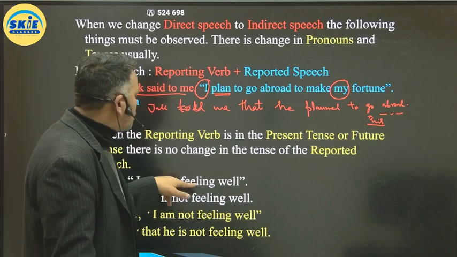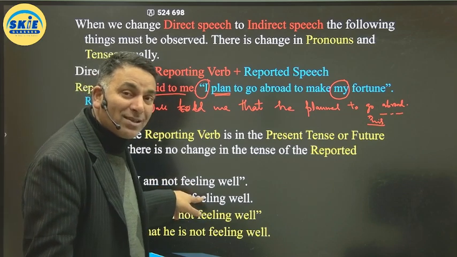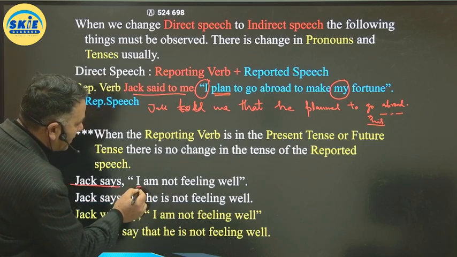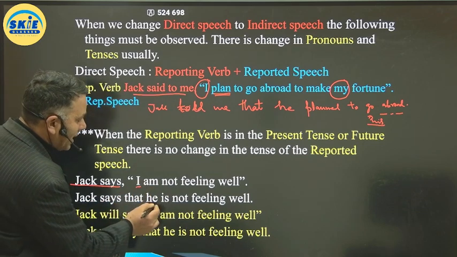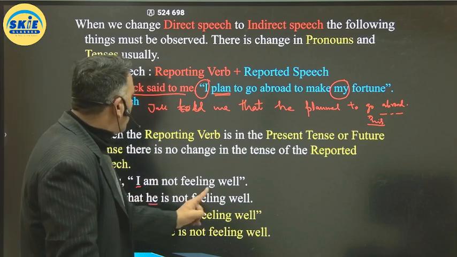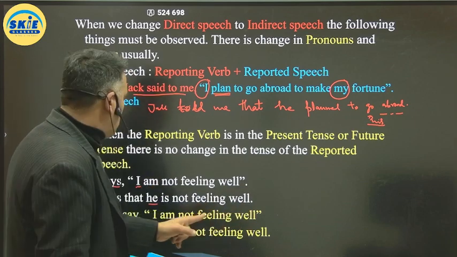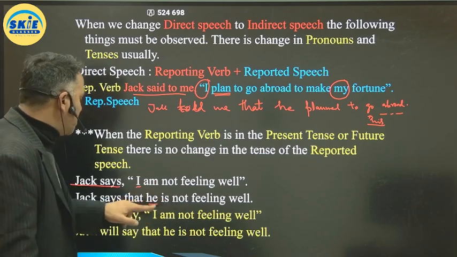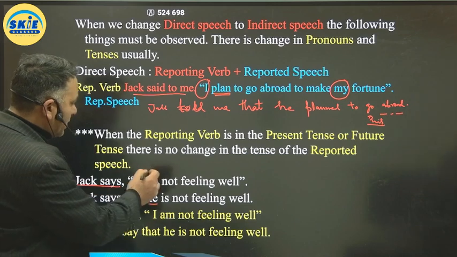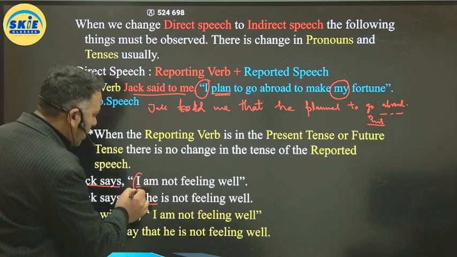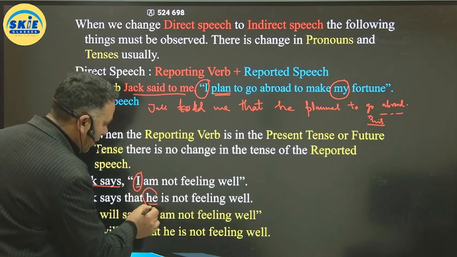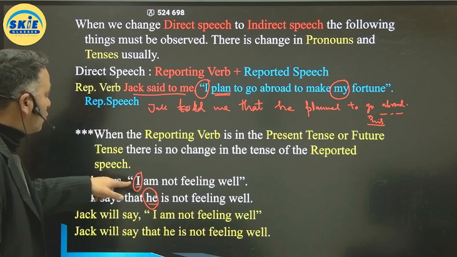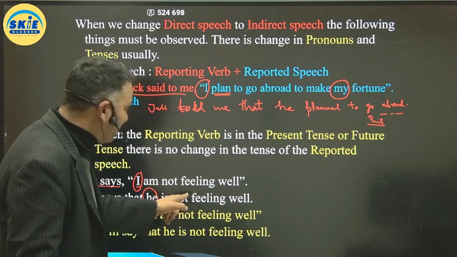There will be no change in the tense of the reported speech. Jack says there will be change only in one thing, that is the pronoun. Jack says that he is not feeling well. So there is no change. It was in present tense, it is in present tense, no change. The only change that you saw here is that pronoun I is changed to pronoun he. So when the reporting verb is in present tense, there is no change in the tense of the reported speech.